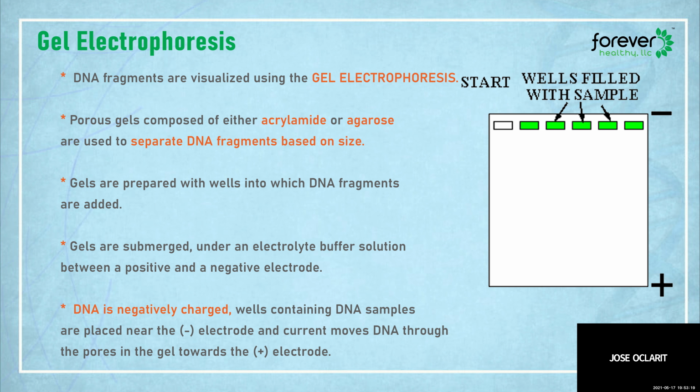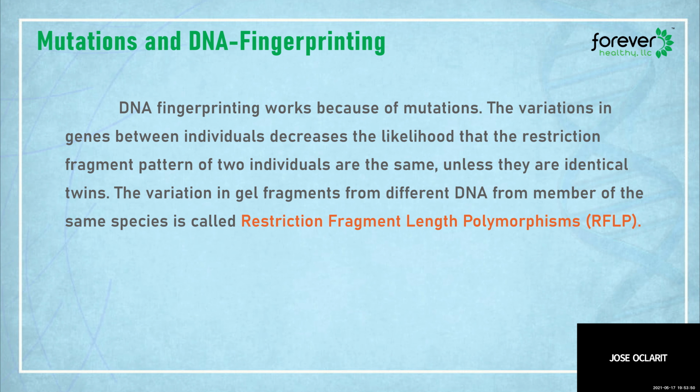It is a kind of procedure where the fragments of DNA are migrated depending on the size. Since DNA is a negatively charged molecule, in electrophoresis you have a positive and a negative terminal. So you introduce the gene on one side, and later on, if you run electricity, since the genes are negatively charged, they will move towards the positive side. They are separated. So DNA fingerprinting works because of mutations.